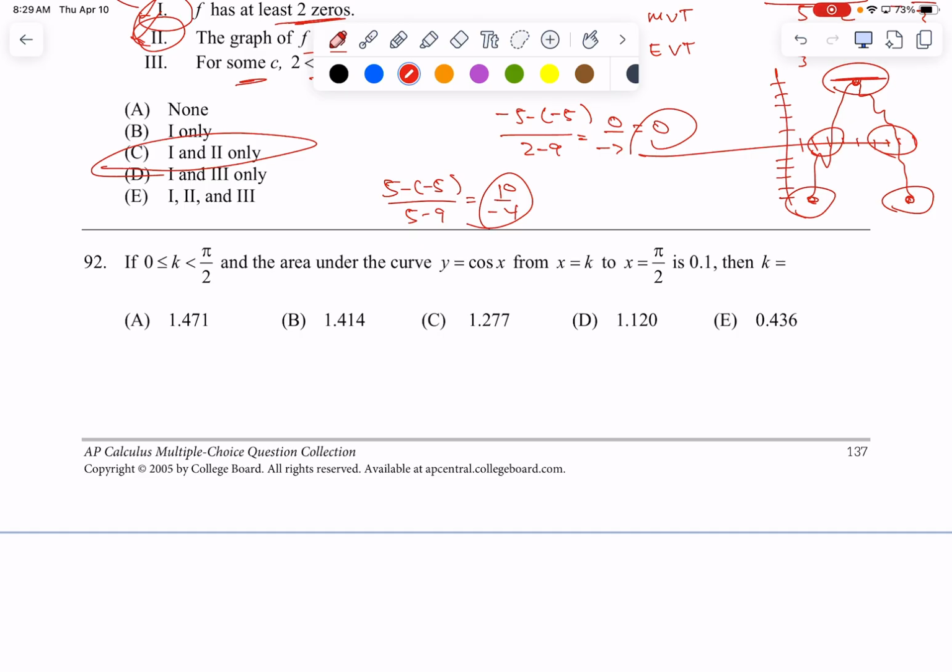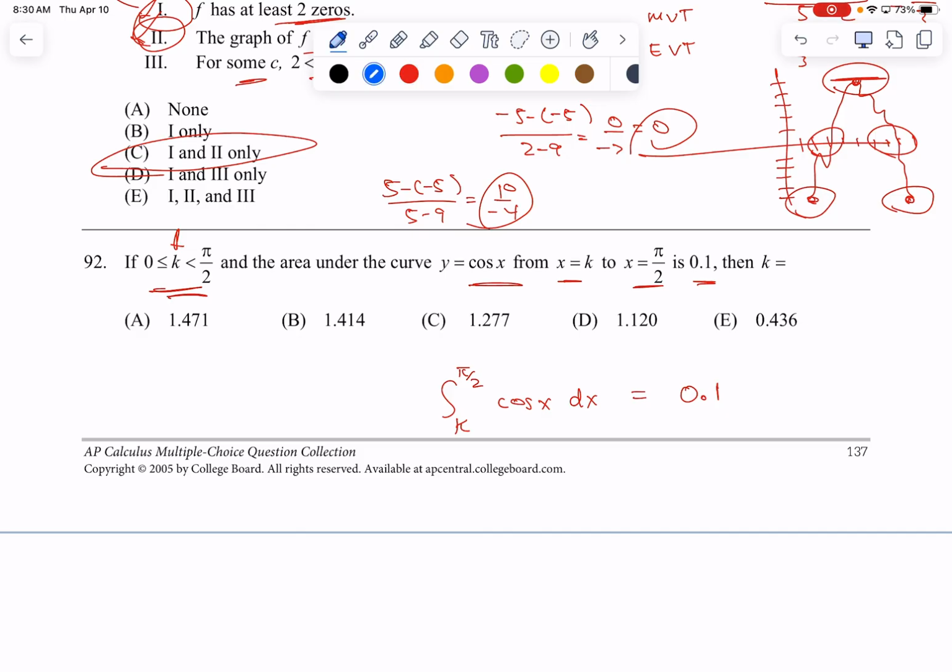Last problem: the area under the curve of cosine from k to pi over 2 is 0.1. So what is k? They're saying the area is positive, so k has to be some positive number. There's no negative number, so you don't have to worry about that. So we're saying the area from k to pi over 2 of cosine x dx is equal to 0.1.